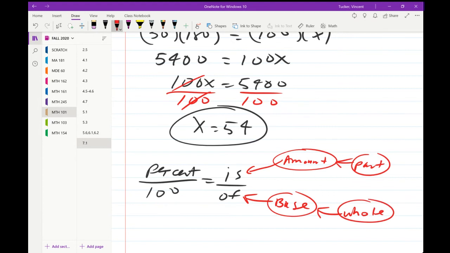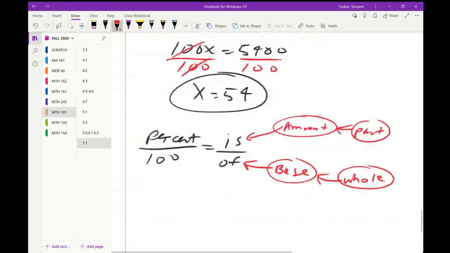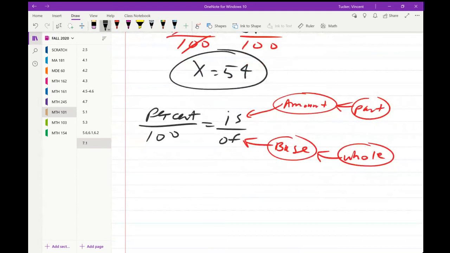All right. So when it comes to your is over of, another way of referring to is your amount or part. And then when it comes to of, that's considered your base or your whole. So you may hear the terms amount over base or part over whole. So whichever way helps you to remember, that's the one you want to roll with. All right, so let's look at another one.